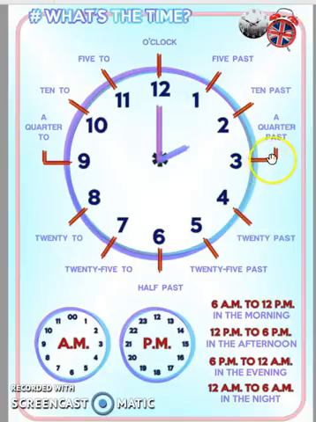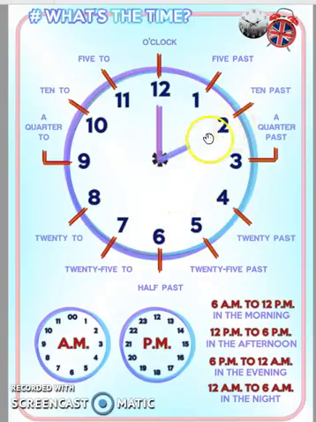If the minute hand is pointing at 3, then you could say it is a quarter past 2 or it is 2:15. If the minute hand is pointing at 4, then that would mean that it is 20 past 2 or 2:20 p.m. or 2:20 a.m.